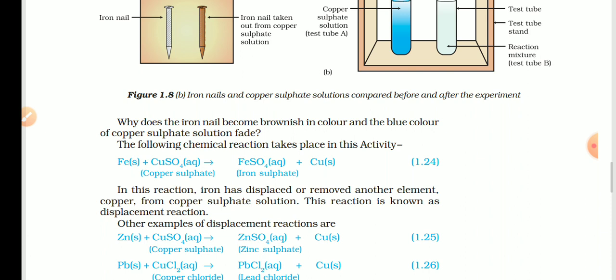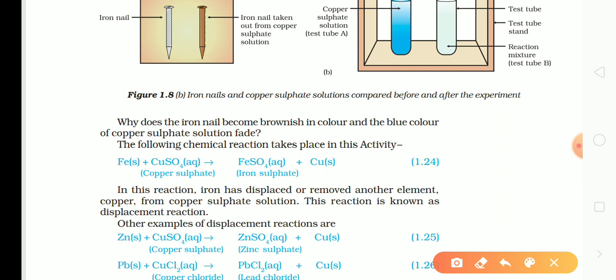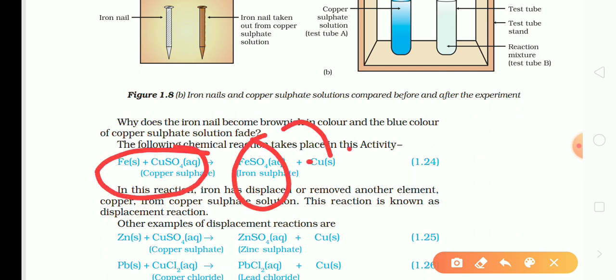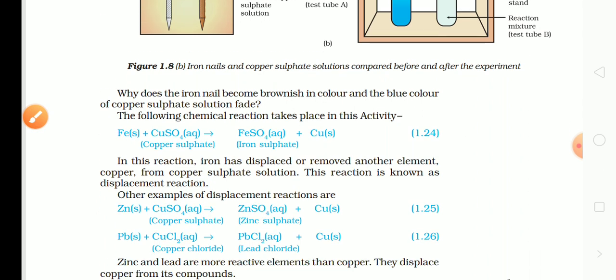And we can see the exact equation there. Iron plus copper sulfate gives iron sulfate and copper. Okay, who has gone out? Yes, copper. The less reactive copper has gone out. It is called a displacement reaction. You can see some other examples of displacement reaction.